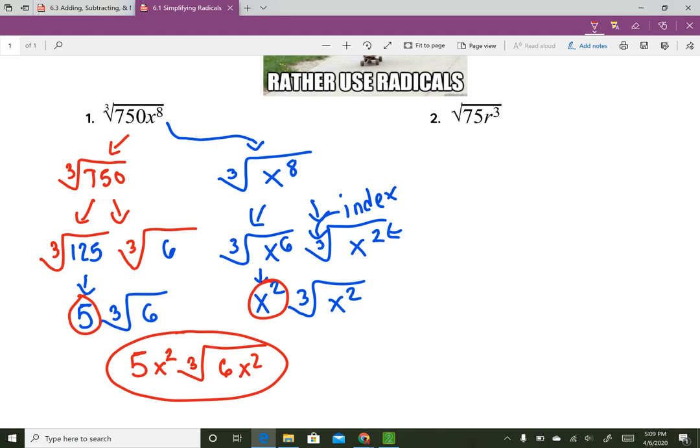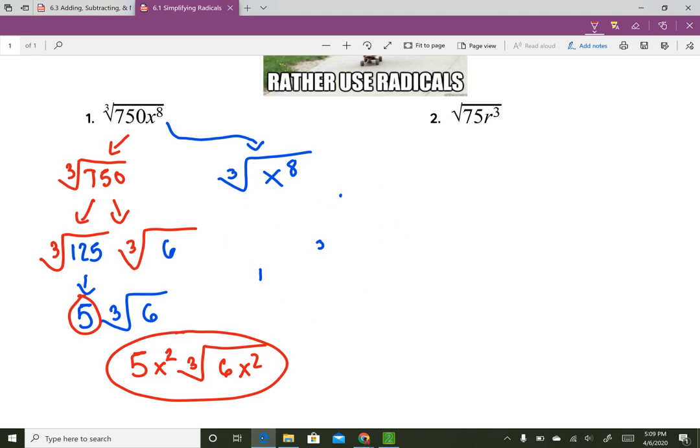So hopefully you're starting to see that. And now if you want to, you can try number 2. You can pause the video. I'm just going to head over here to number 2. And now we're not dealing with cube roots, but we're actually dealing with square roots.